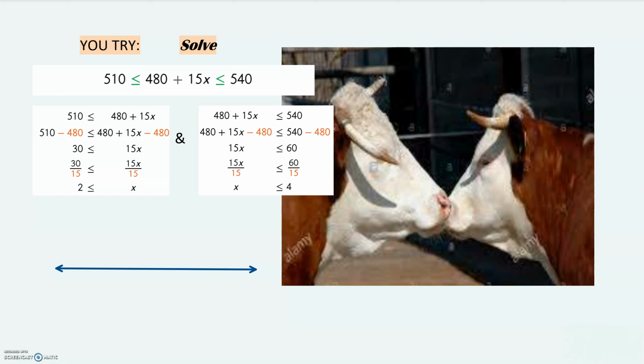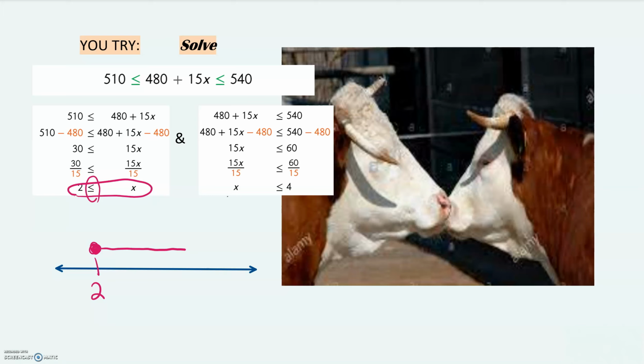Now that we have both inequalities solved, we're going to graph them on the same number line. So our first solution says that x is greater than or equal to 2. So we're going to go ahead and put 2 on the number line. And that greater than or equal to symbol means that we have the closed circle. Perfect. We know that it's everything that's greater than or equal to 2.